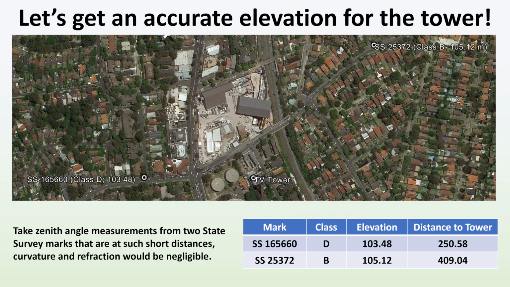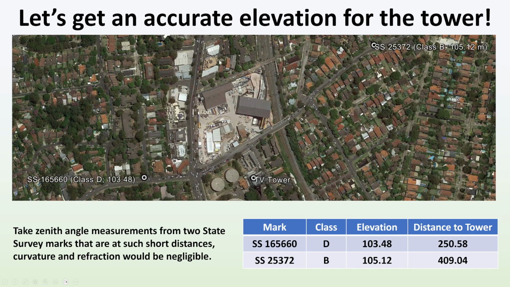First job is to try and get an accurate elevation for the tower. So what I did here is find 2 state survey benchmarks with known elevations, and then use my theodolite to take some vertical angles to the top of the tower, and then do some pretty simple trigonometry to get the elevation. And it's important here that I use 2 benchmarks that were relatively close to the tower so that the effects of refraction and curvature would be so small that we can ignore them.